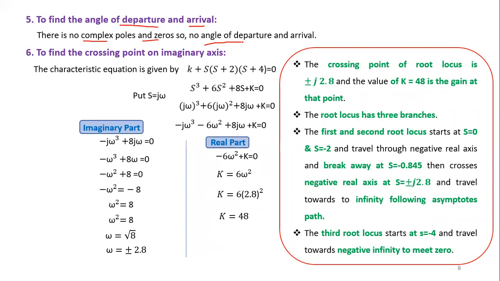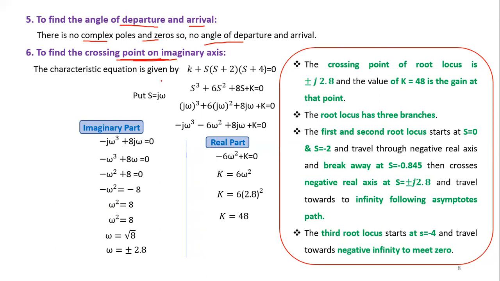Now the root locus starts from a pole. We have a breakaway point, and then since we do not have a zero, it travels towards infinity. Traveling towards infinity means that in between it will cross the imaginary axis. Where it crosses, we need to identify. So the next step is to find the crossing point on the imaginary axis.